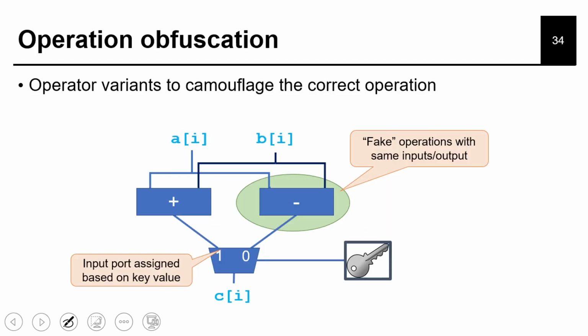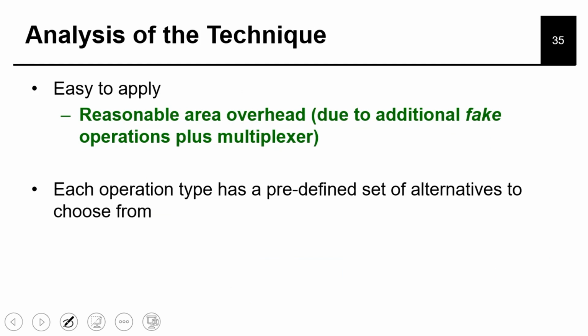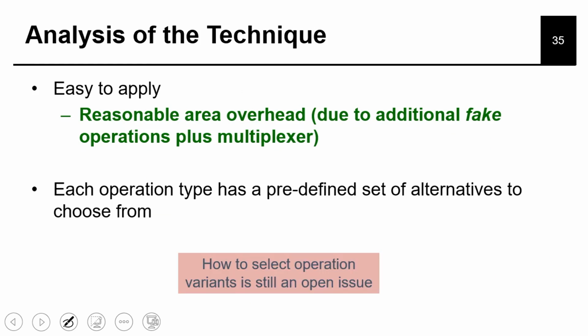This is basically what you do at the RTL level. So, this is the actual operation, this is the fake operation, it can be anything, and based on the key value you decide whether you take this or that, right. This is how you can implement the same in RTL. Okay. So, this is easy to apply, just a mux, nothing else in hardware.